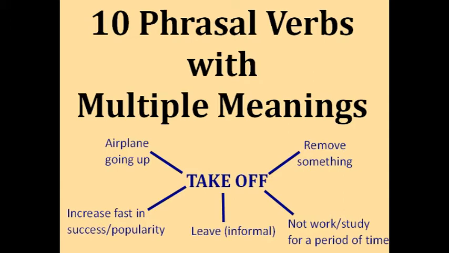For example, if a new video game takes off, it means that a lot of people start using and playing the video game. Take off is also an informal way to say leave. For example, you can tell your friends, "I've got to take off. I'll see you guys later." That means I have to leave. And finally, we also use take off when you stop working or studying for a period of time. For example, I took 2 weeks off from work.